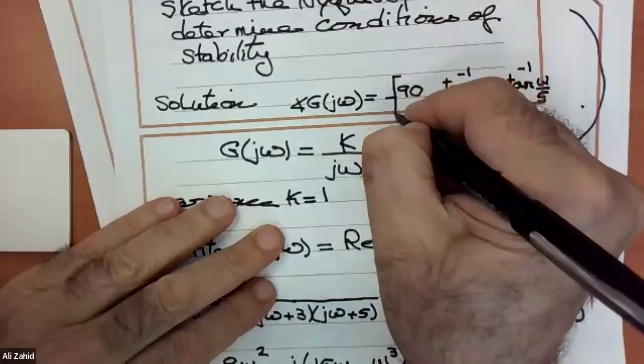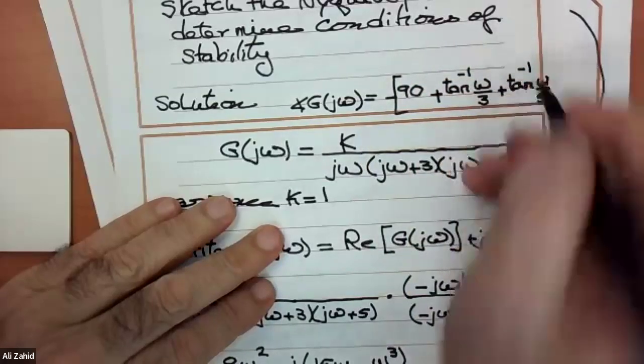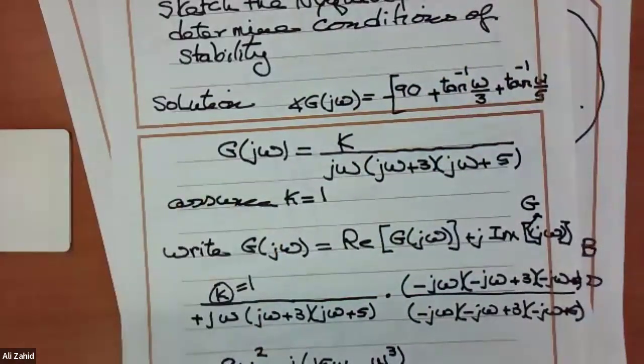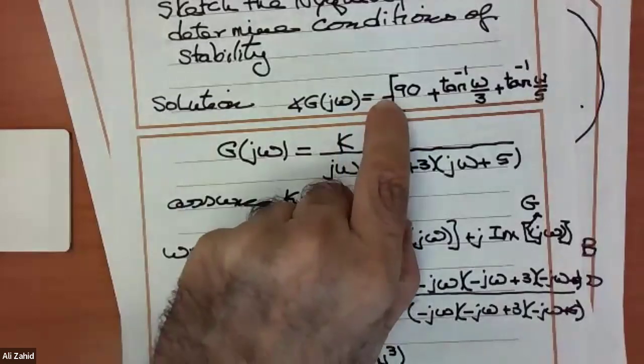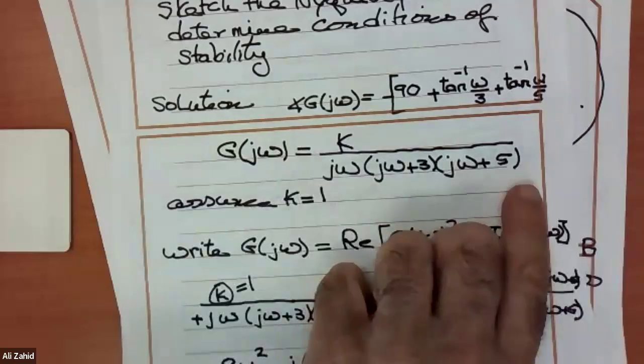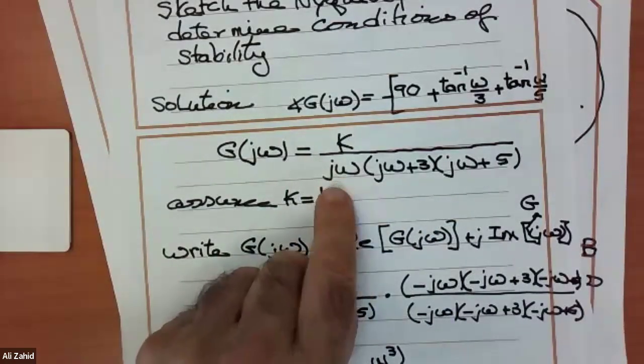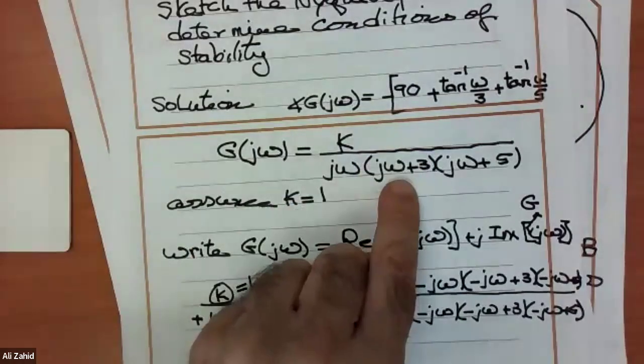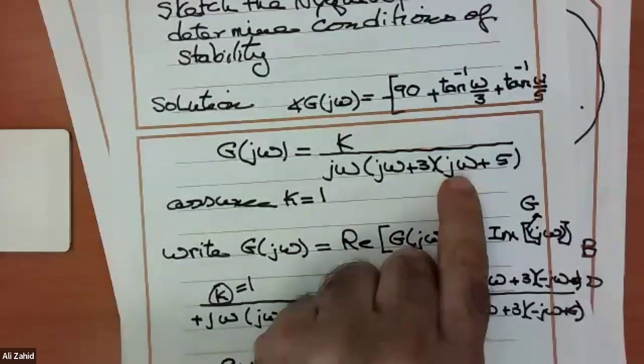Open bracket, this plus. Can you tell me why? First of all, why do I have a minus? Because of the denominator. What is the phase of this one? Only this term. It's always 90 or minus 90. This 90. What is the phase of this one? That's the inverse tangent of omega over 3, and this is the inverse tangent of omega over 5.